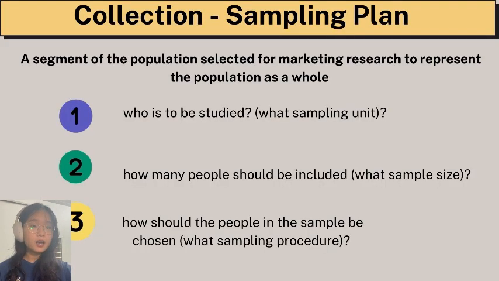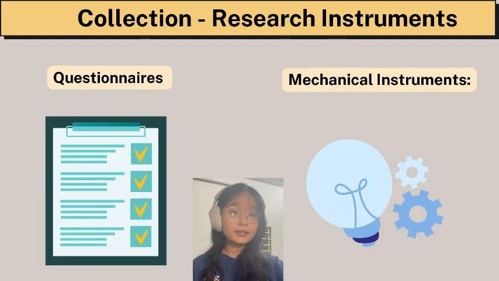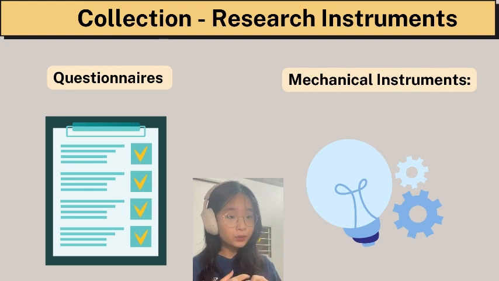And the next type of collection is sampling plan. A sample is a segment of the population selected for marketing research to represent the population as a whole. And the next type of collection is research instrument. There are two types: questionnaires and mechanical instruments to monitor consumer behavior. EEG and MRI check brain electrical activity to learn how customers feel and respond.